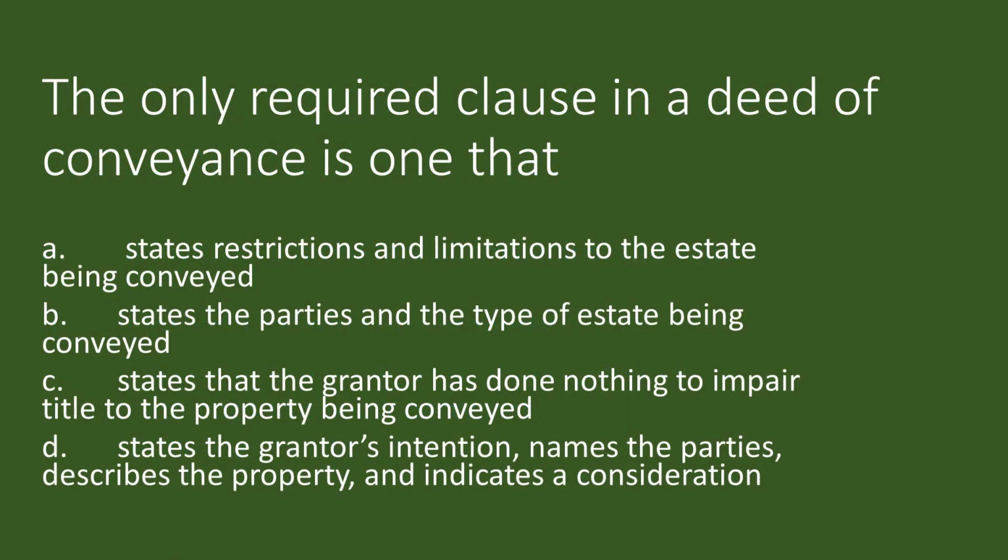Question number 5. The only required clause in a deed of conveyance is one that A, states restrictions and limitations to the estate being conveyed. B, states the parties and the type of estate being conveyed. C, states that the grantor has done nothing to impair title to the property being conveyed. Or D, states the grantor's intentions, names the parties, describes the property, and indicates a consideration.